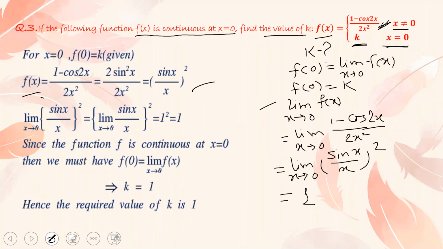Now, if it is continuous at x equals 0, then these two values are equal. That means k is equal to 1. Here is the answer. Check it.